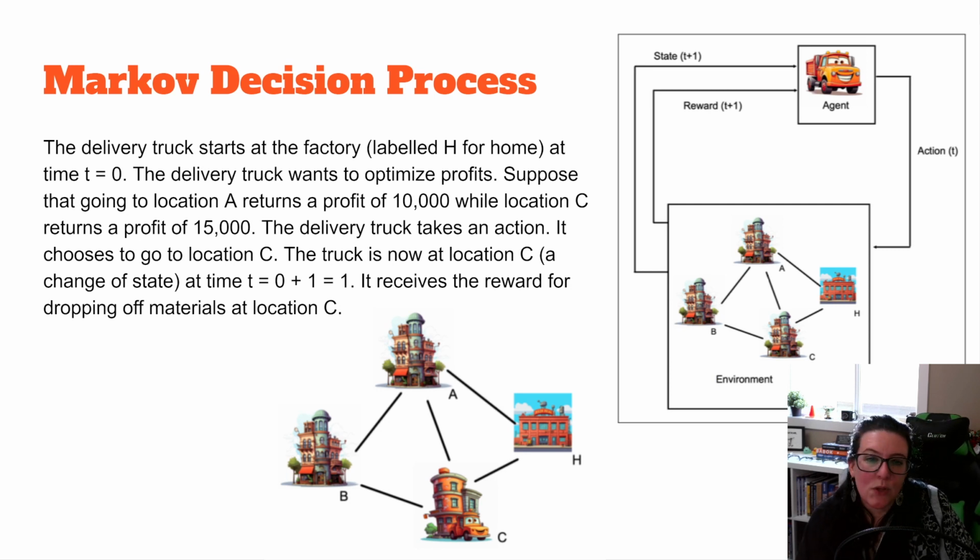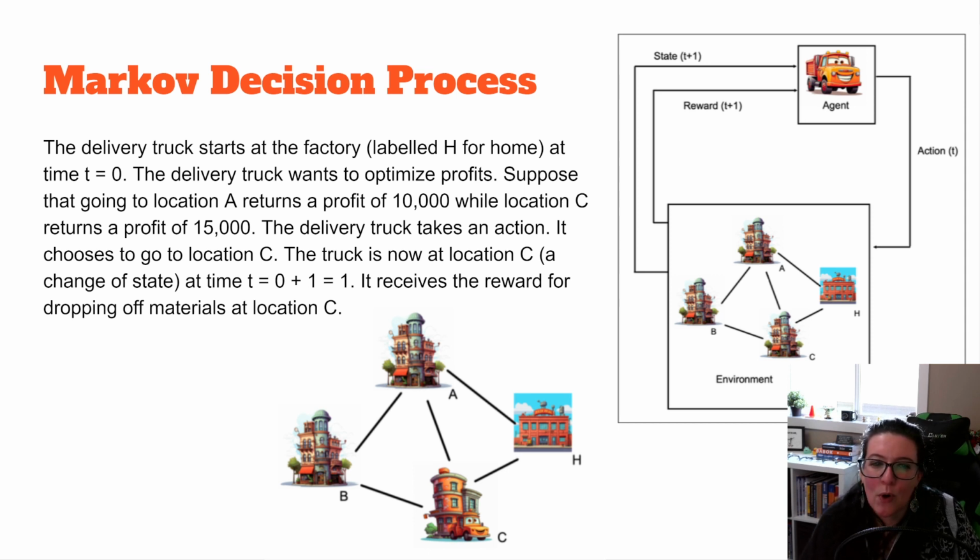So let's look at an example here. The delivery truck starts at the factory labeled home, and at time 0, because in Python we start counting at 0, the delivery truck wants to optimize their profits. So suppose going to location A returns a profit of $10,000, while location C returns a profit of $15,000. The delivery truck takes an action. It could choose, for example, to go to location C. That truck now is at location C. We've now had a change of state, and we're now at a new time. We're now at time 1.